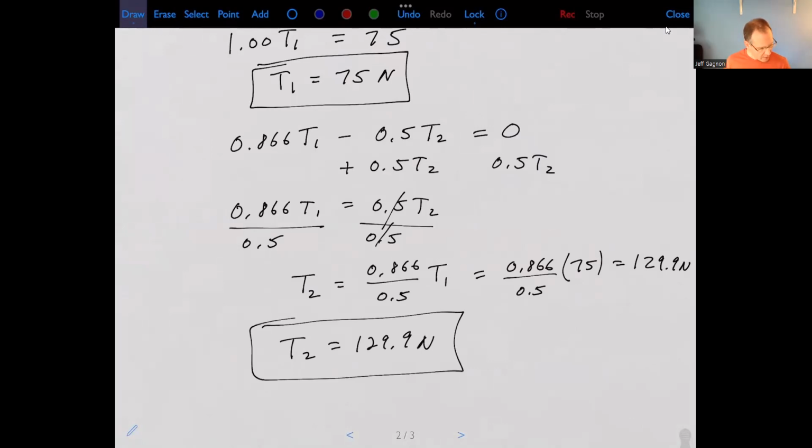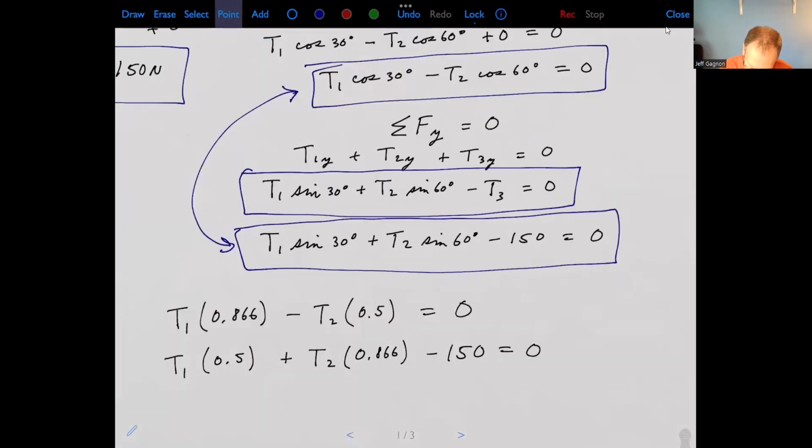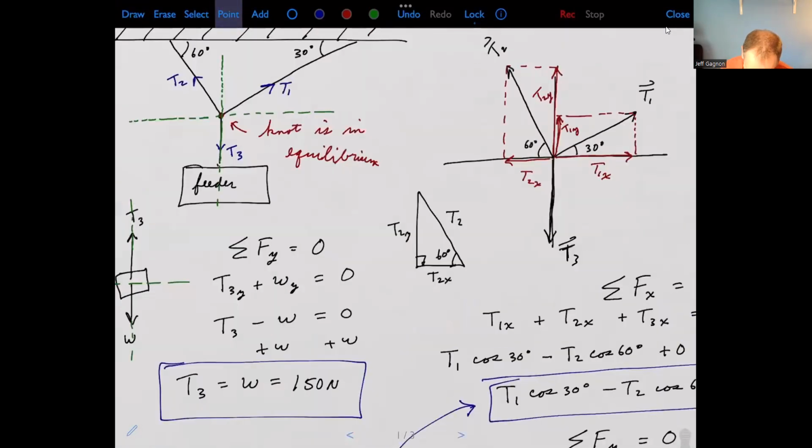And then we're done. We have all three tensions now. We know T1 is 75 newtons, which we found here. T2 is 129.9. And if we go back, remember we found T3 right at the beginning is 150. So we know all these tensions. Those are the correct tensions so that the feeder just stays static right there. That knot is not going to move. It's in translational equilibrium.